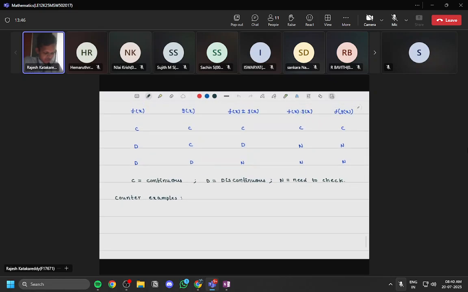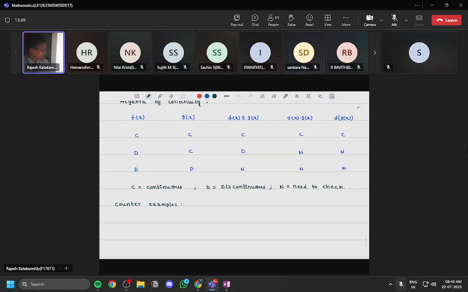Now counter examples. We are starting our counter examples for this one. If you want any example of one continuous and one discontinuous function, we can give proof. Take x and the greatest integer of x, subtract them, you get the fractional part, which will be discontinuous at all integers. Clear? Now again, if you take one discontinuous and one continuous function, their product you will easily get discontinuous. But I'll give you one counter example where it will be continuous.